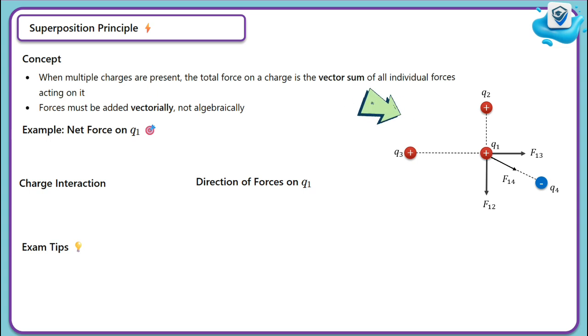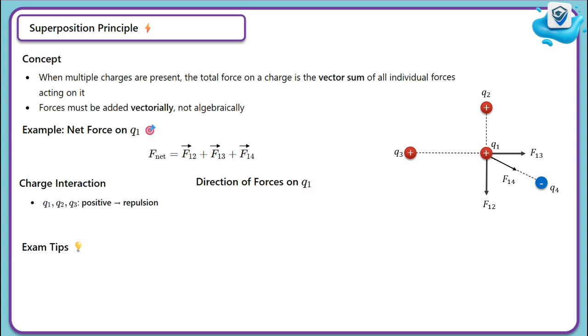Now, let's look at this example. We want to find the net force acting on charge Q1. So we write F net equals F12 plus F13 plus F14. Now, let's analyze each force.